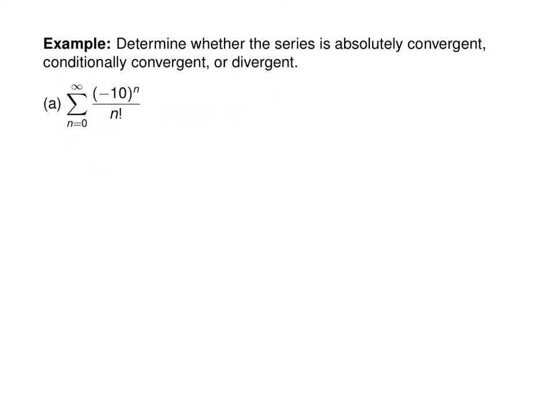So let's determine whether this series is absolutely convergent, conditionally convergent, or divergent. Remember that the ratio test and root test both test for absolute convergence, and absolute convergence implies convergence. The ratio test works best with factorials and powers. So for this one, I'm going to apply the ratio test. Make sure you tell me which test you are using.